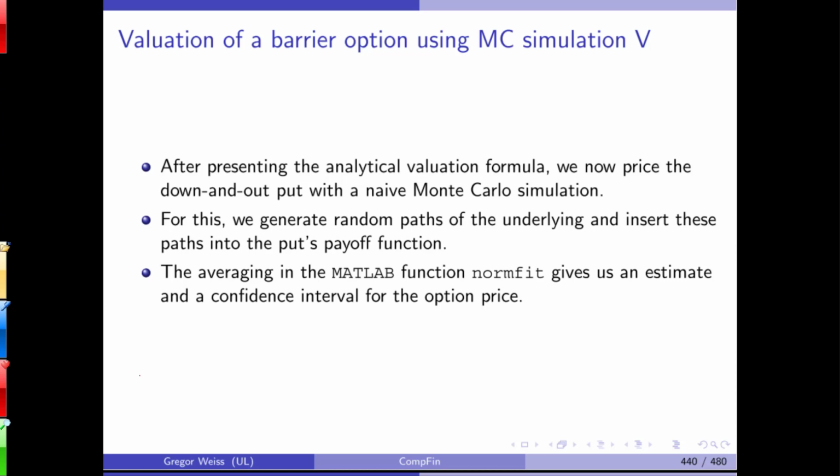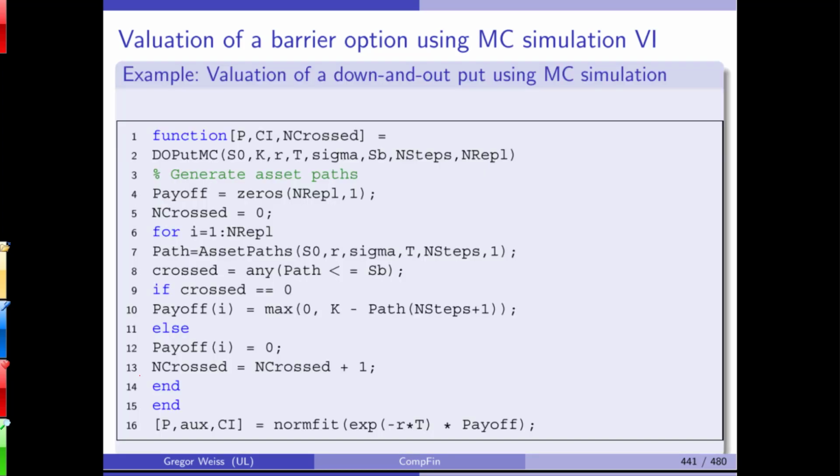And we now do it with the naive Monte Carlo simulation. For this, we first generate random paths of the underlying and insert these paths into the put's payoff function. And averaging the discounted payouts, using norm fit again, gives you an estimate for the option price and a confidence interval. Very simple.